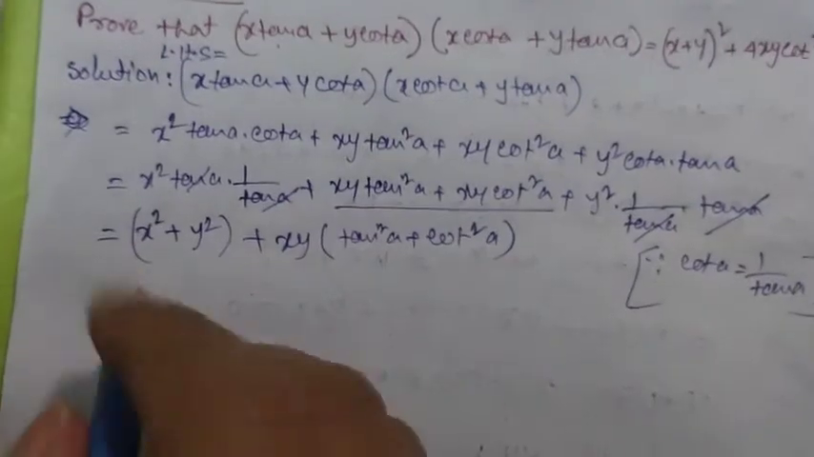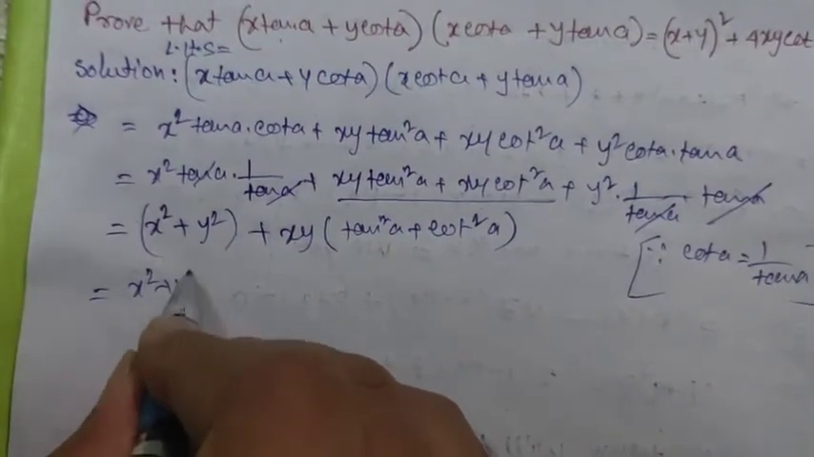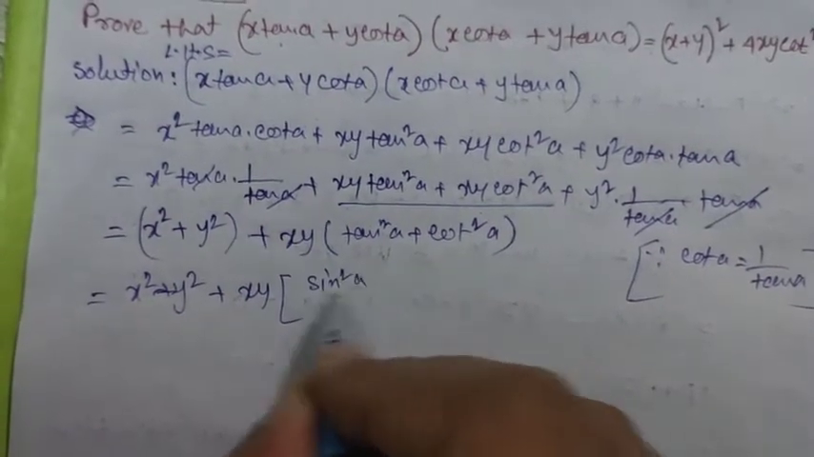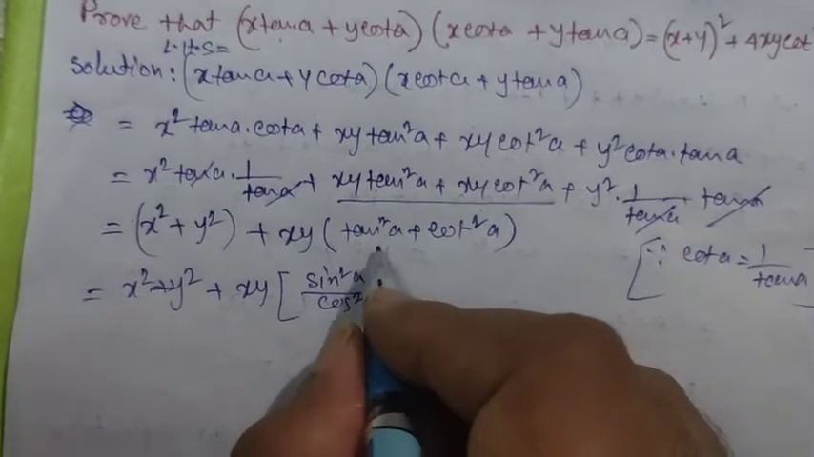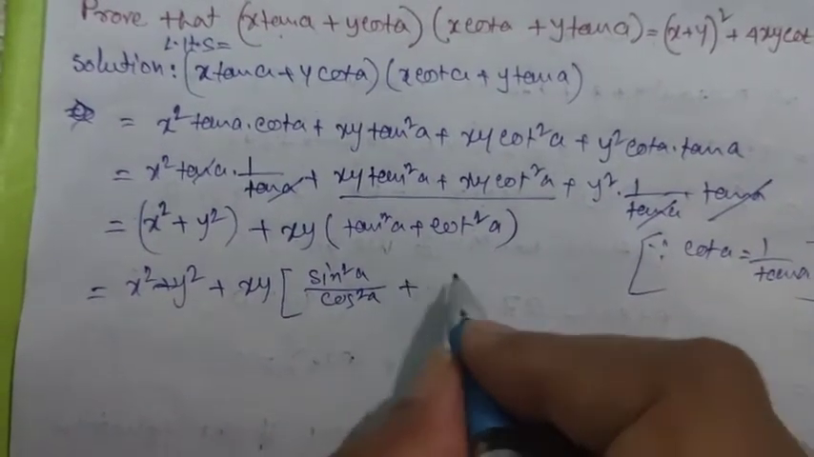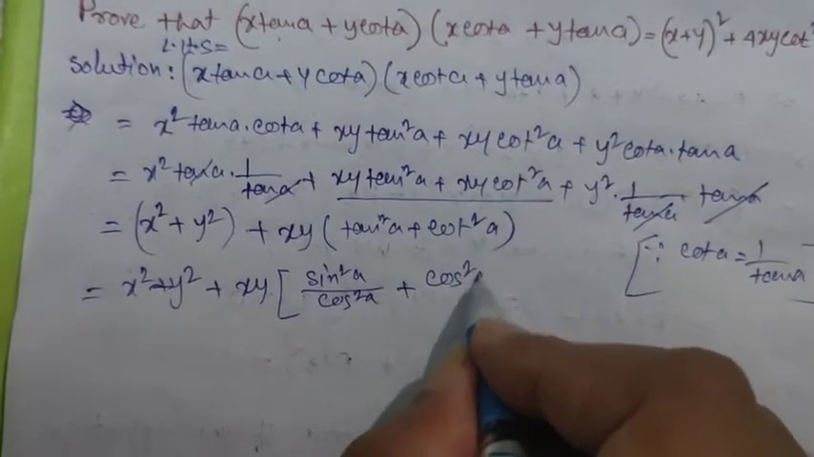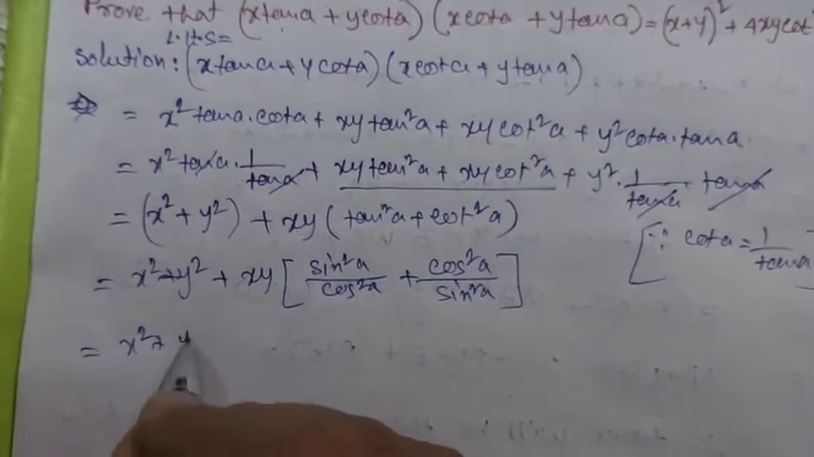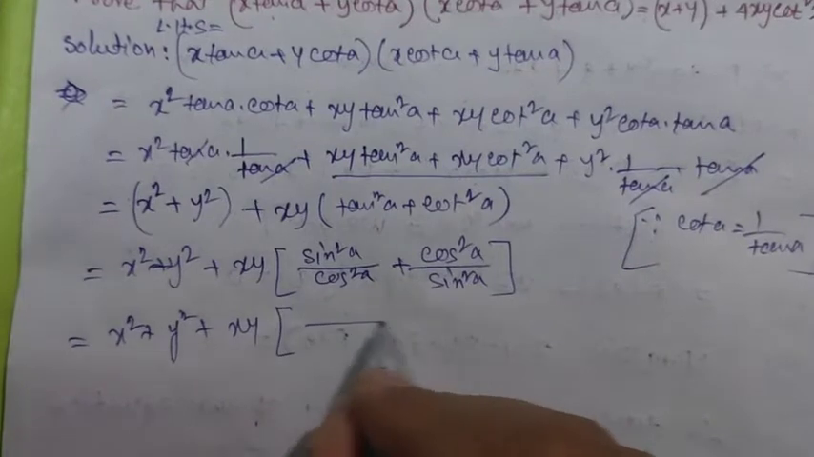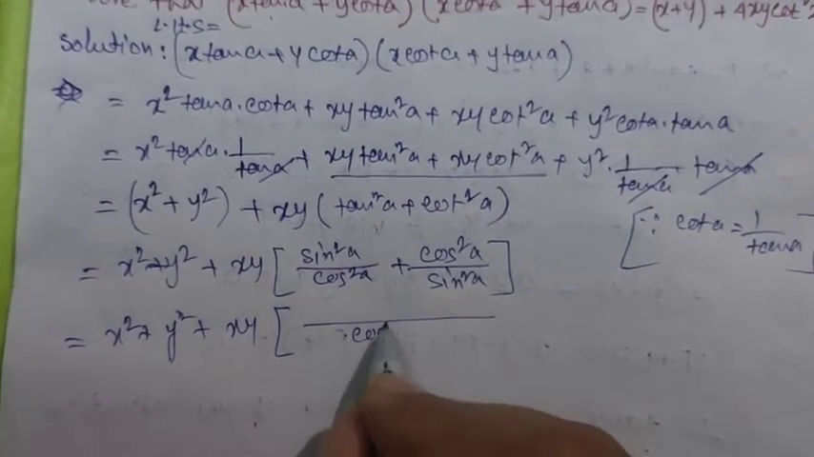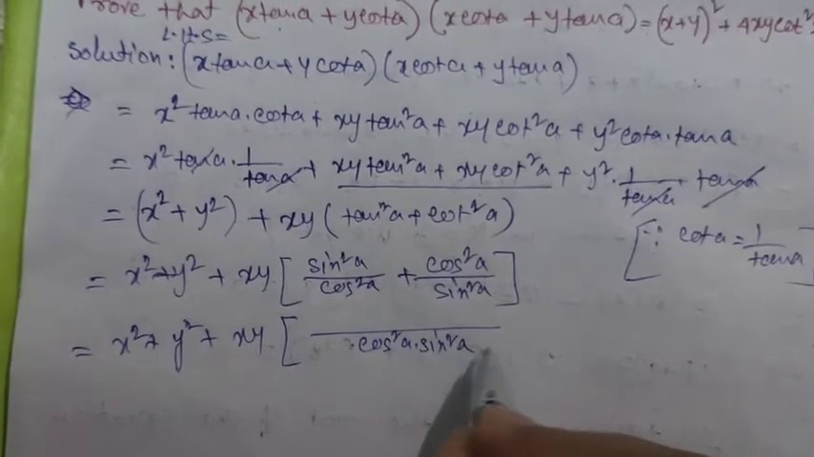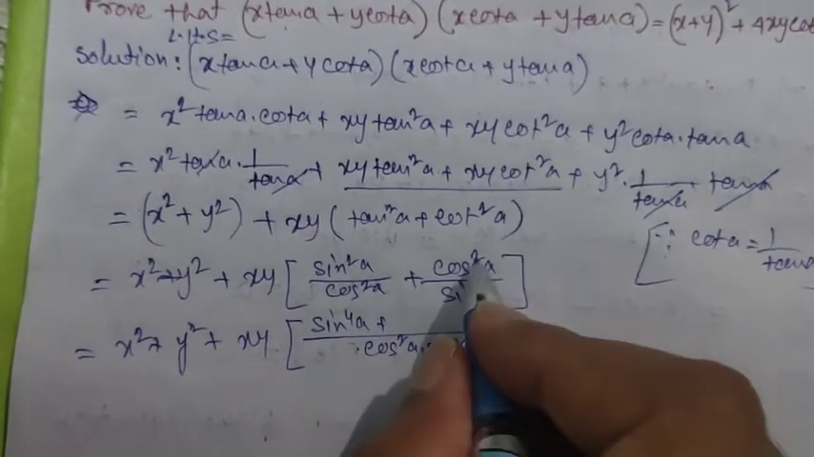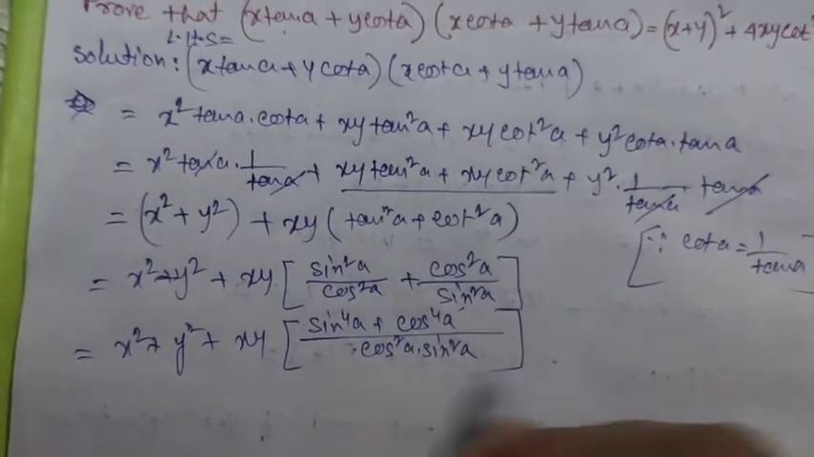Now next, x² + y² + xy (sin² a by cos² a + cos² a by sin² a). As tan² a we can write sin² a by cos² a, and cot² a we can write cos² a by sin² a. Similarly x² + y² + xy, first we will do the LCM, that is cos² a into sin² a, and now sin² into sin² we will get sin⁴ a plus cos² into cos² we get cos⁴ a.